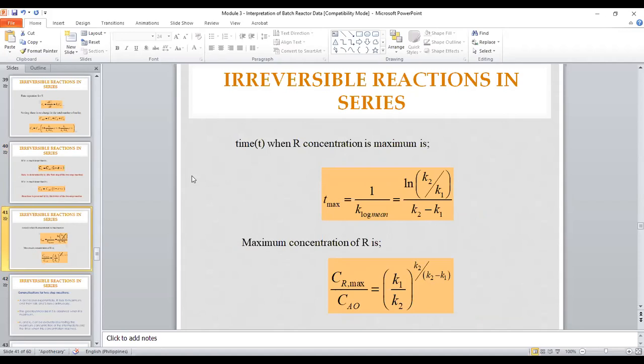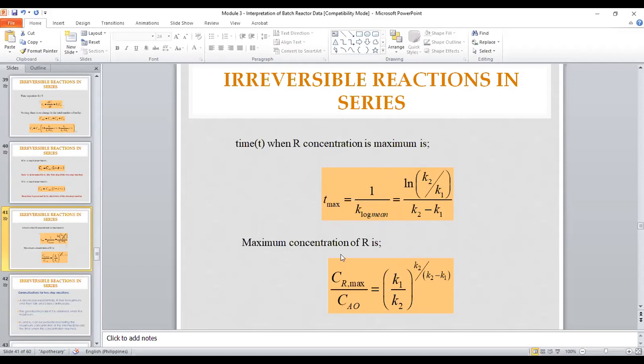Now, the time when the R concentration is maximum is pre-derived for you already, but you can make an exercise out of this. How do you determine the time when the intermediate concentration is maximum? It's equal to this formula. It's the reciprocal of the log mean of the rate constants. That is the time when the intermediate concentration is maximum.